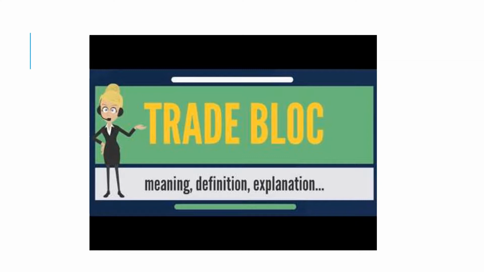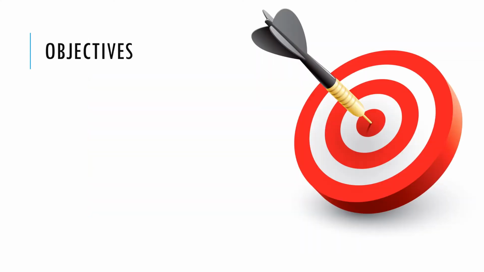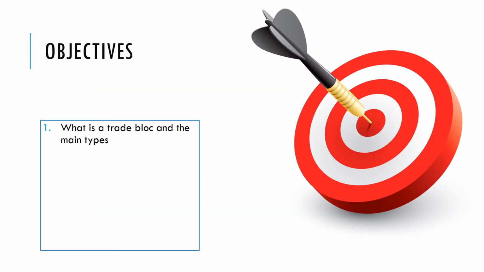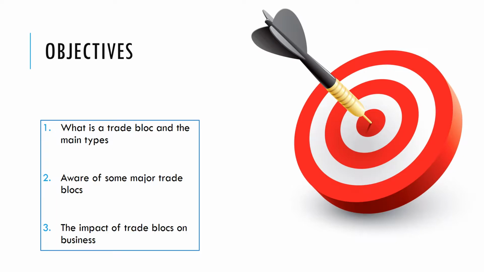First thing to notice is that trade block doesn't have a K. It is just block, as in le bloc, and that is just a way of life. So in this video, we're going to be looking at what a trading block is and the main types. Secondly, some of the major trade blocs and who they are. And then lastly, what is the impact of trade blocs on business?